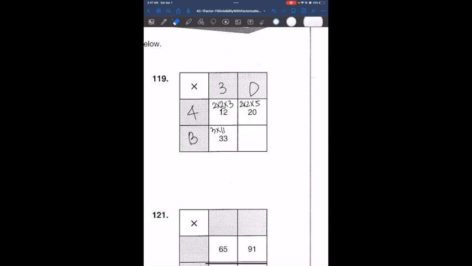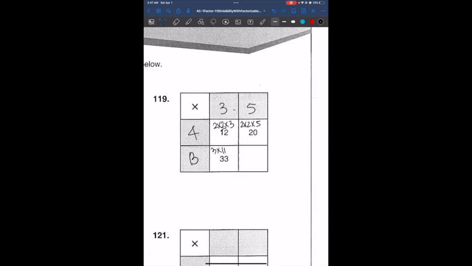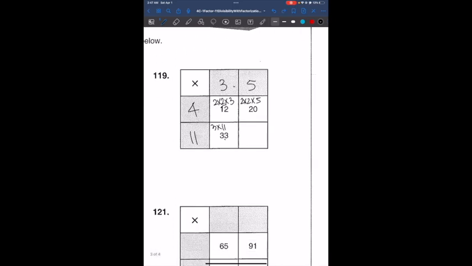And so since A is 4, then that means that D is going to be 5 based on 20, since 5 times 4 must be 20. And then for 3 times B to be 33, we know that B must be 11. And so we can find the missing square by doing 5 times 11, which gives us 55.